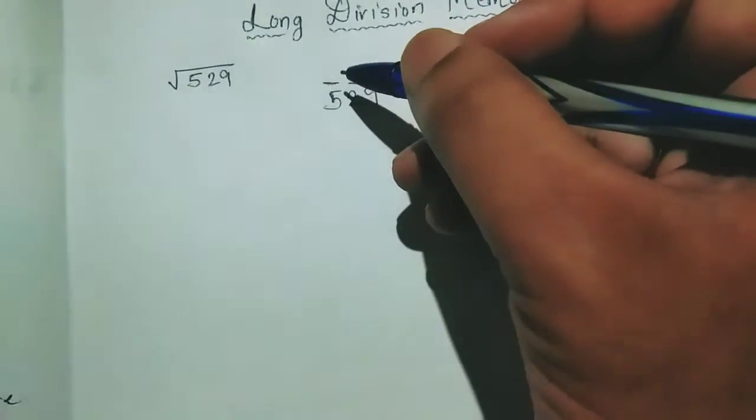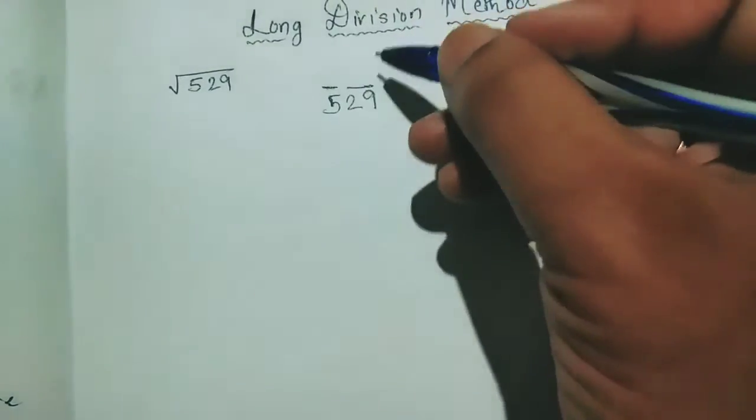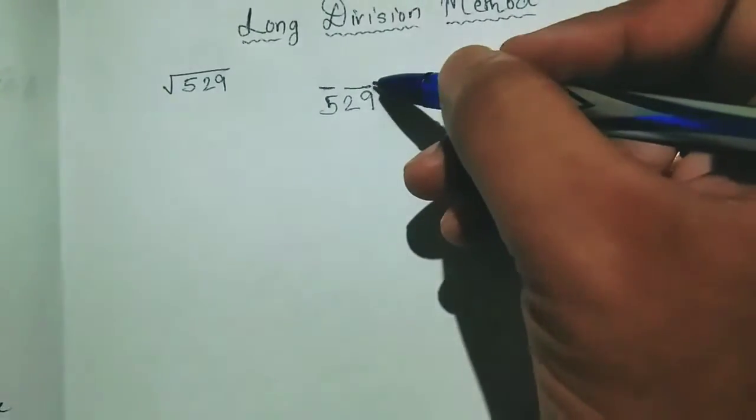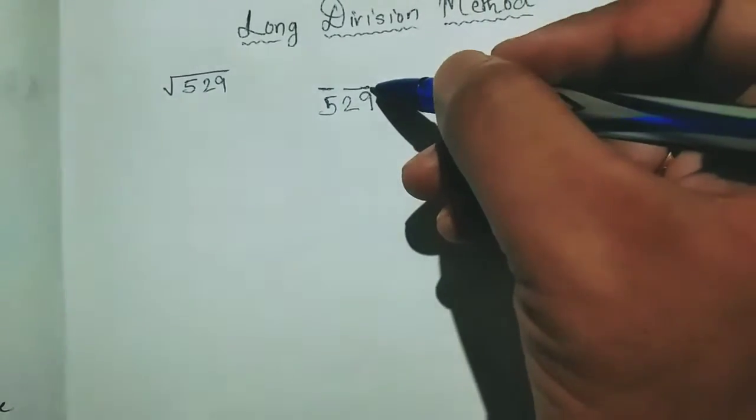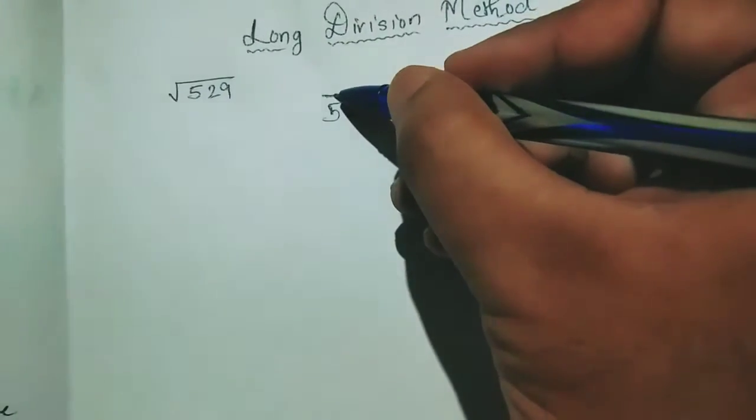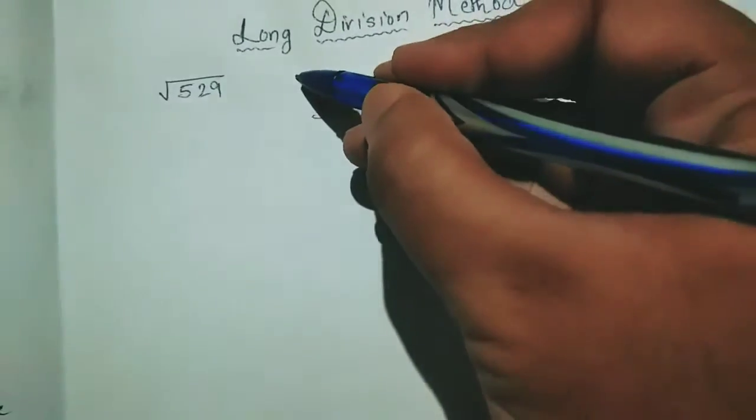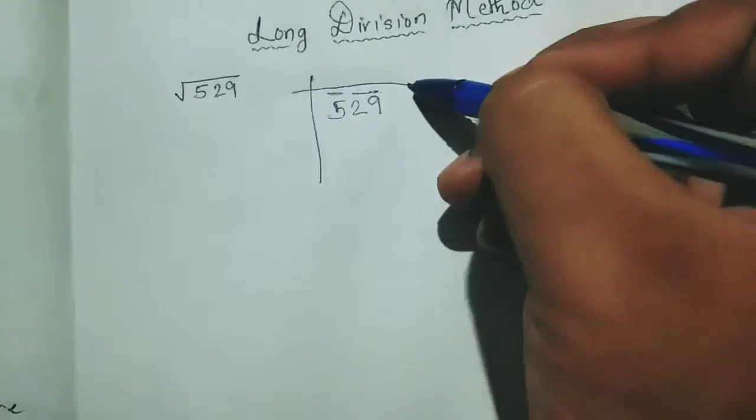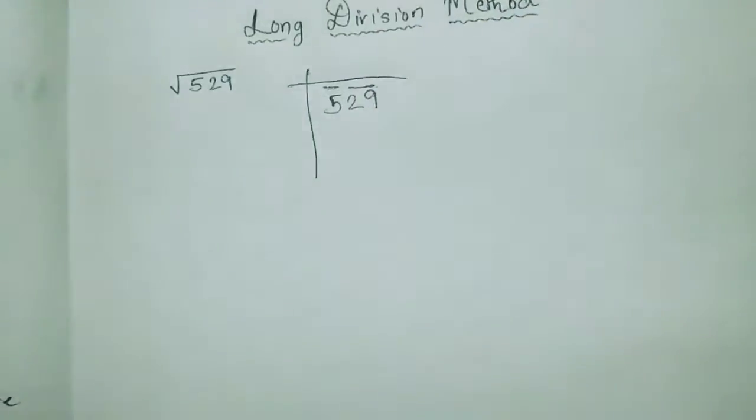So you have seen, to make a perfect square you have to make pairs of numbers. So from here you have to do the pairing, 2 numbers. Whatever number is remaining, you have to give the bar on that. Now what you do, you have to make it like this, to do the division.